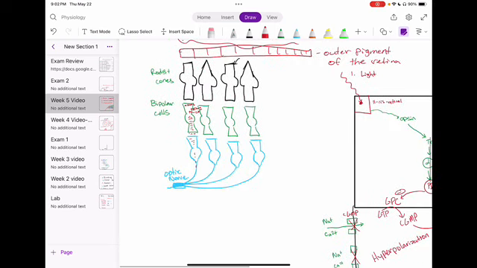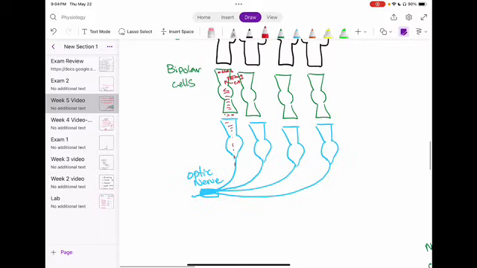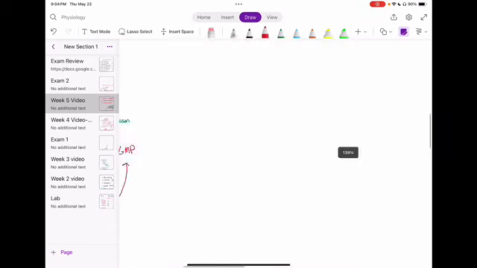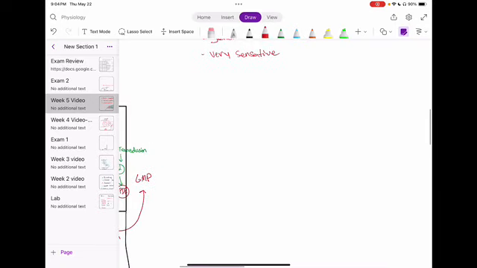And so, alright, the synapse happens and it sends signals to the optic nerve. We have special situations the other way. We have different rods here.